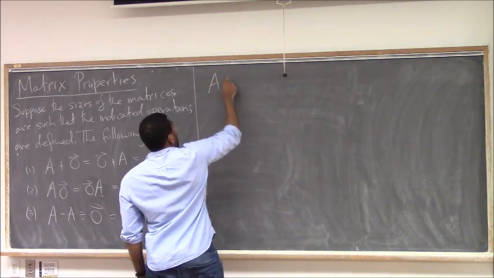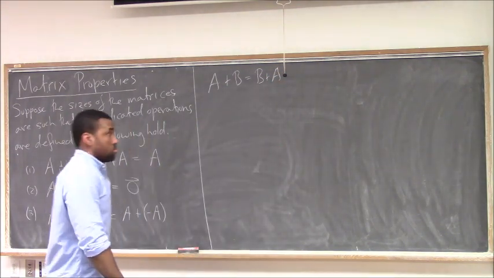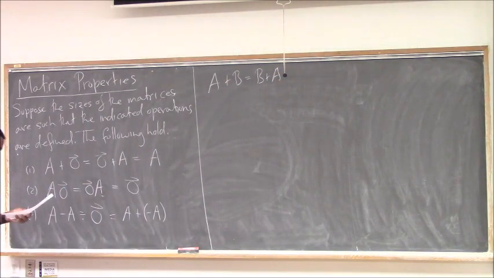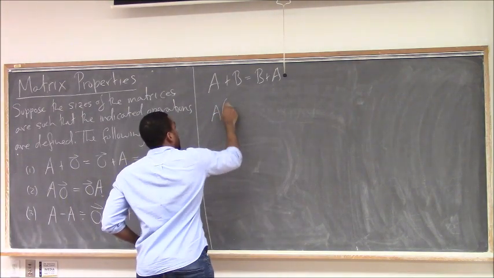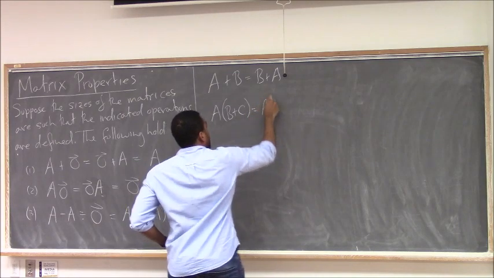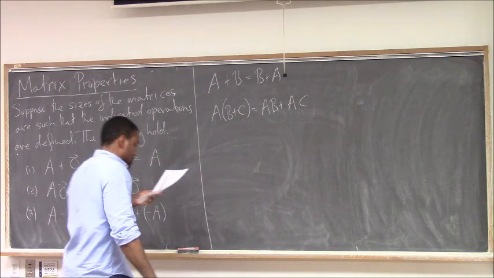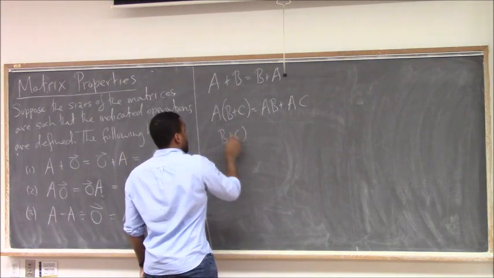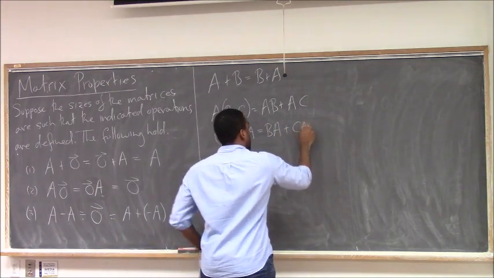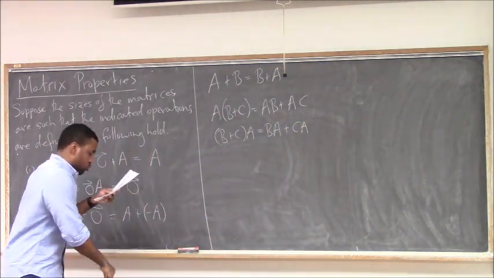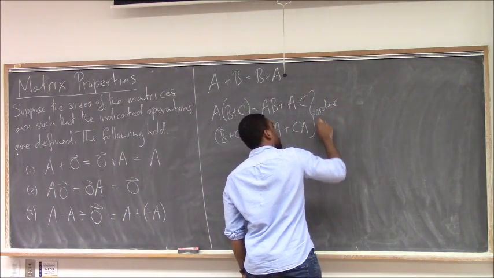Addition is commutative. A plus B is the same as B plus A. So once they can be added, order doesn't matter with addition. It does matter with multiplication. A times (B plus C) is equal to AB plus AC. (B plus C) times A is equal to BA plus CA. Order matters.